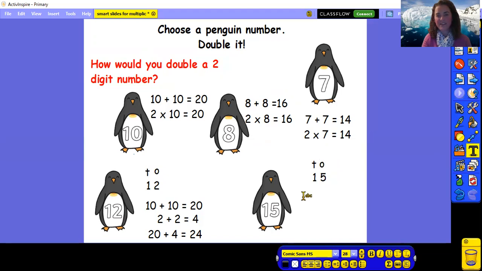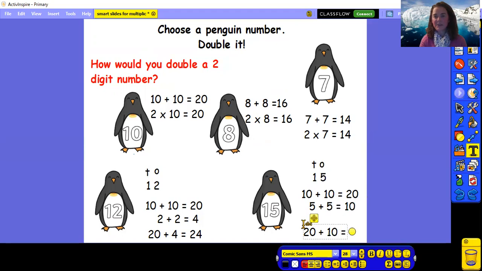So we could double our 10 first. So we know this now, don't we? We've done this lots now. Double 10 equals 20. So 10 add 10 equals 20. And then we can double our 1s. We've got 5 1s. So 5 add 5. We know our number bond to 10, 5 add 5 equals 10. So now we need to add up our two totals. So what is 20 add 10? 10 more than 20, we can use our 100 square to look that up. 10 more than 20 is 30. So our answer is 30. Double 15 is 30. So lots of ways of doubling a number.